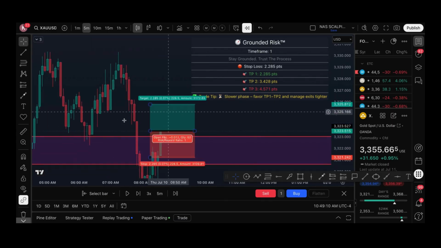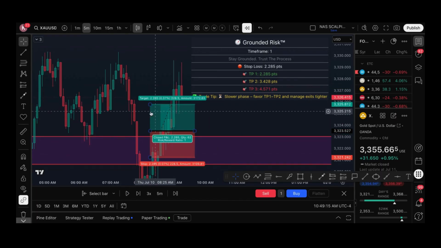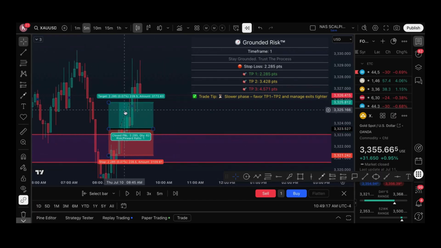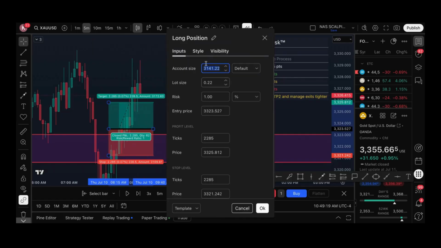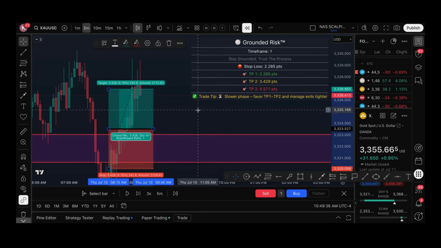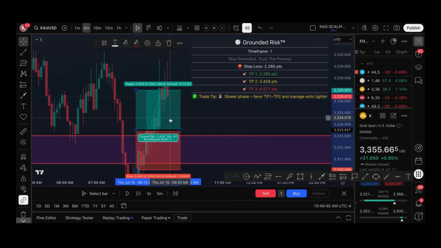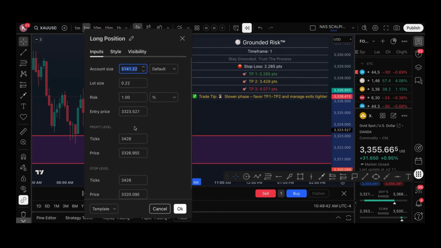So let's see what we got. All right. So it hit our target one. Let's see if it would have hit our target two, which was a little bit more risk, but it's medium risk compared to the fully confident green risk. So it did hit our TP2 also. All right, so let's see if it hit our TP3.